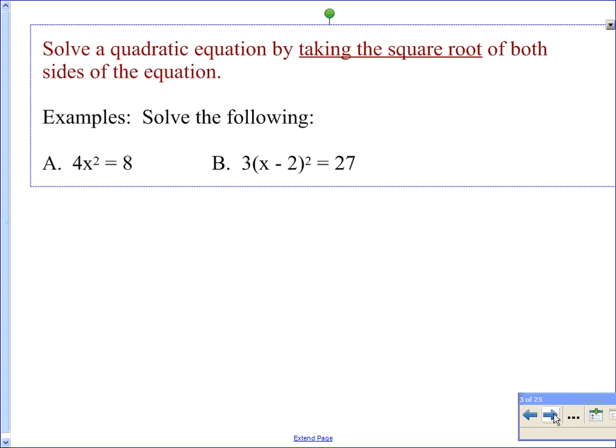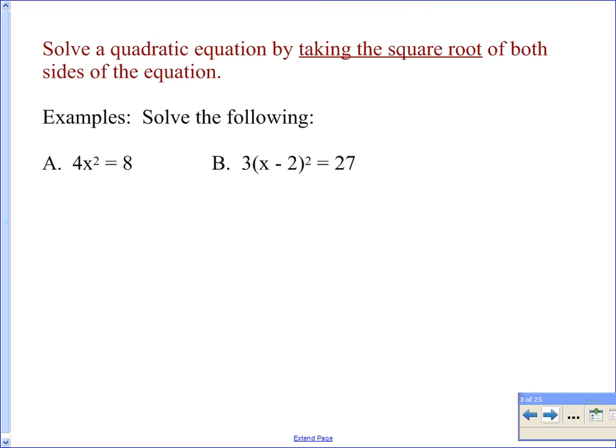Now we're going to be solving by taking the square root of both sides, and I have two examples here. In the first one, I only have a quadratic term. I don't have a linear term. And in the second one, which you'll notice is the square is completed here, which I'll talk about on the next slide. But when you have one like A, where you just have a quadratic term, it's very convenient to just take the square root of both sides.